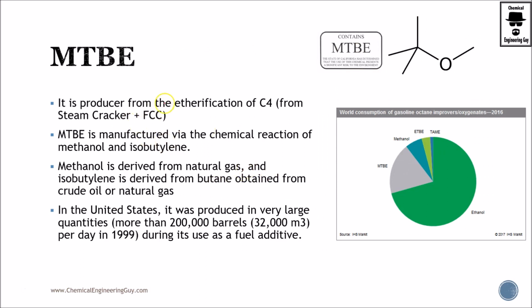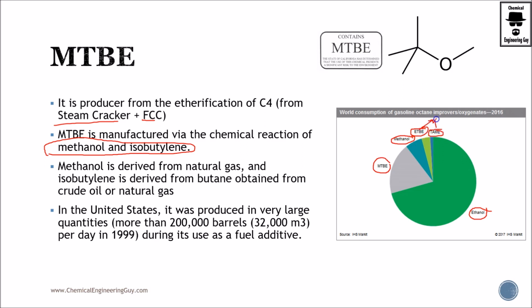this. Now, MTBE can be produced from the C4 cut, which is obtained from either the steam cracker or FCC. You already know that. MTBE is manufactured via the chemical reaction of methanol and isobutylene. And here you have it. Ethanol is the greatest material to improve octane rating, then MTBE, then methanol, ETBE, and ethane.